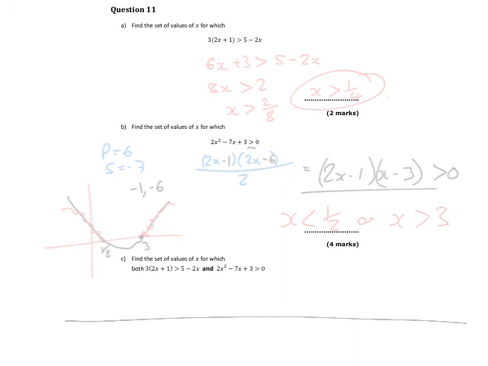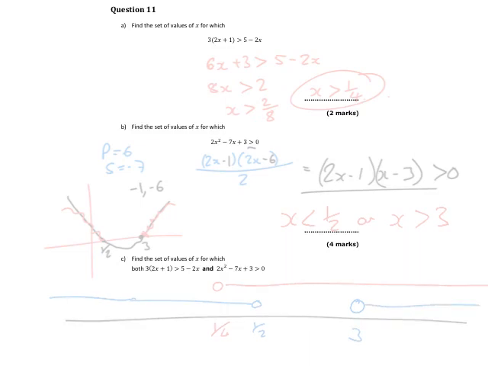Finally, if we mark our solutions for A and our solution for B, that's 2 solutions. It looks like there are 3 inequalities. There are not 3 inequalities. There are 2 separate solutions. And you are looking for the values of x, which satisfy both A and B.